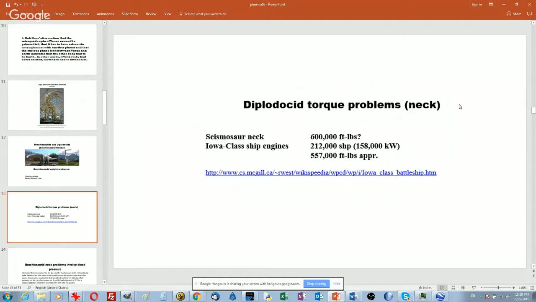Now, that is sufficient torque to drive a 55,000-ton ship through the water at 33 knots. And if one of these creatures was living today, he would have to try to hold that much torque with structures made of bone and muscle and sinew and tendons, and that simply is not possible.